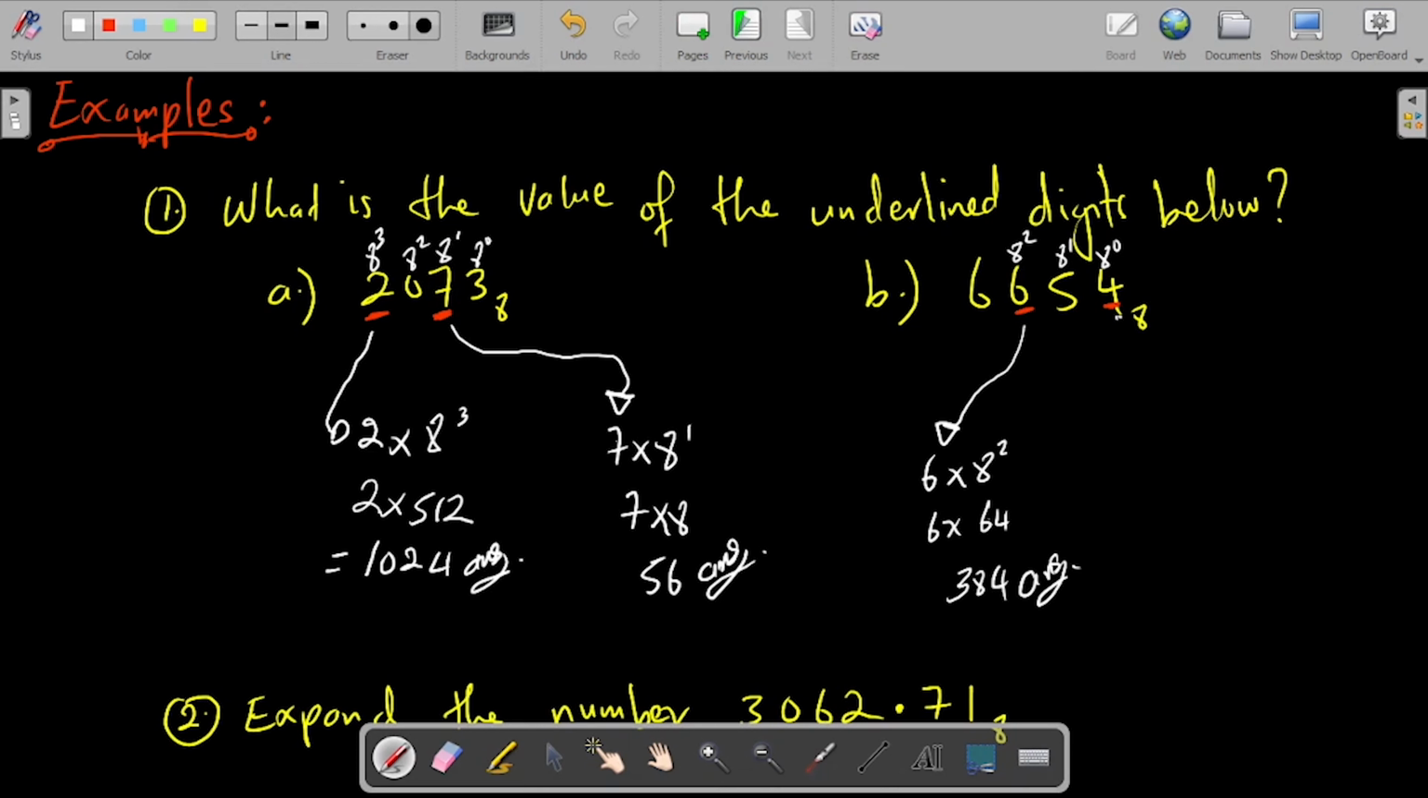And then the 4 underlined here, the face value is 4. That's 4 times the place value, 8 to the power of 0. 8 to the power of 0 is 1, so that's 4 times 1, which is 4. Okay, so the value of the 4 here is 4. So the value of the 2 for A is 1024. The value of the 7 for the same A is 56. The value of the 6 for B is 384, and the value of the 4 for B is 4.